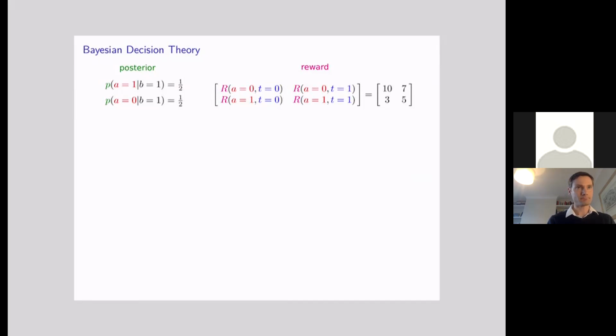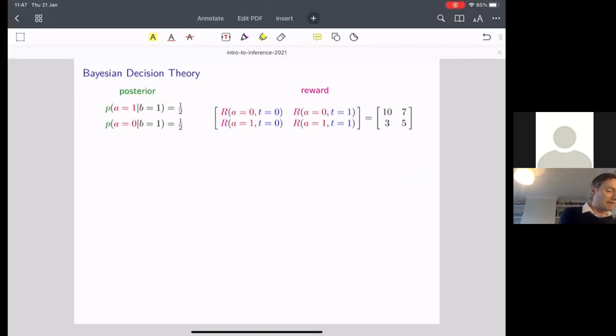Okay, so at the top here, I've just recapitulated what we know already. We've already computed the posterior. That was the first part of the question when we said there was a 50% chance that she has the disease given that the positive test has been returned.